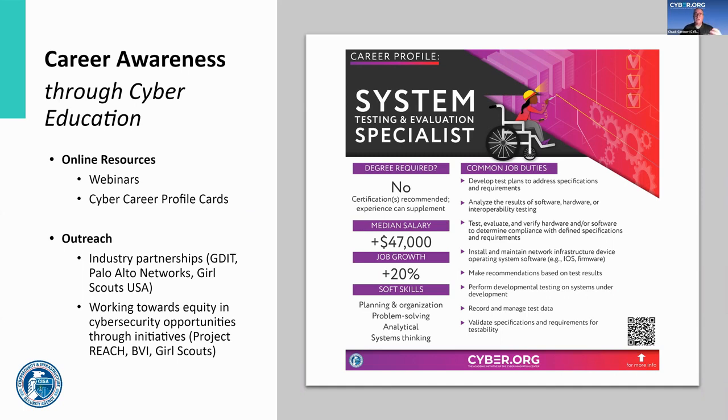Here's an example of a system testing and evaluation specialist. You don't necessarily need a degree. There are certifications that would be beneficial. Salaries of around $47,000 with potential for job growth, some soft skills, common job duties, and some of these resources. If you go online to cyber.org and take a look at those career profiles, there are additional opportunities to engage with professionals in the field. We've recorded some interviews with people in these roles that can talk to students and share information about what they're doing in the field, how they got there, those kinds of things. So the career profile cards are a fantastic opportunity. And we've got some physical copies of those in a baseball trading card size that we're happy to share with teachers in the classroom.